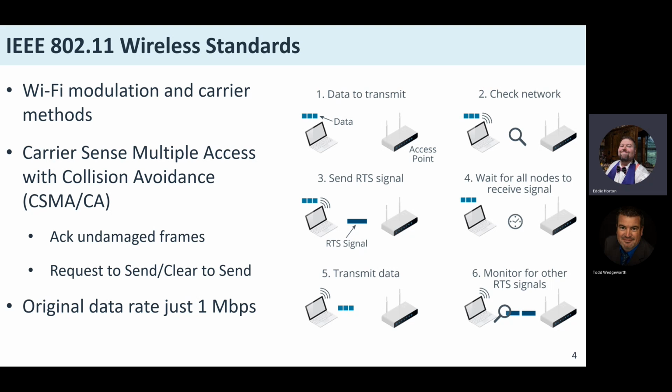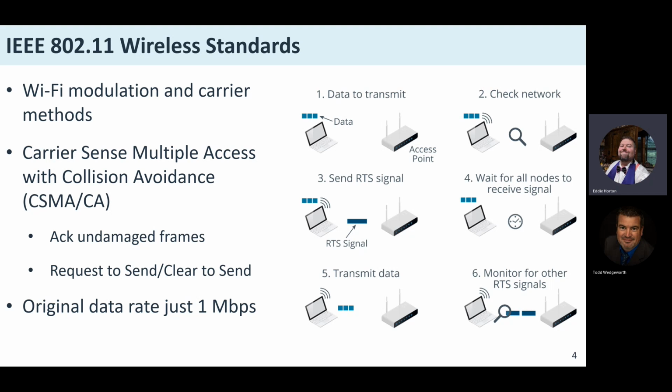Well, this is where we throw an acronym that's very similar but a little different. Wireless uses something called CSMA-CA. Wireless tries to avoid a collision to begin with, and it does that by listening just a millisecond before it sends a signal. And it does that by just listening and getting a request to send and then a clear to send. And the original data rate for wireless was just 1 megabit.